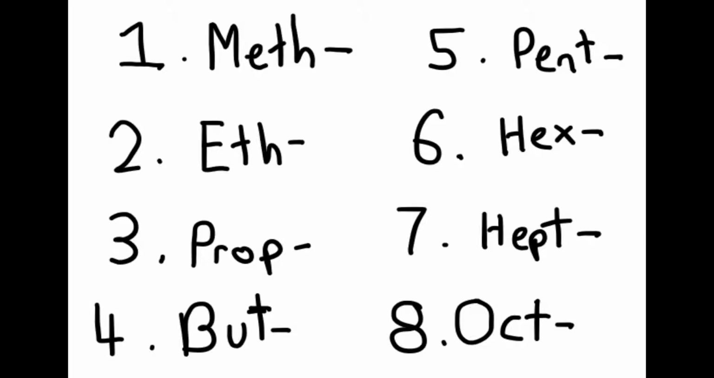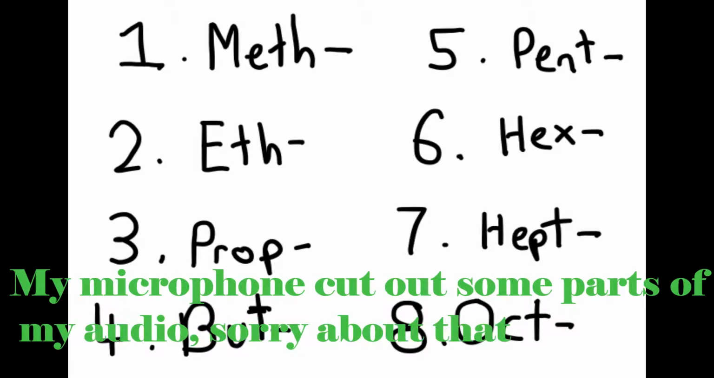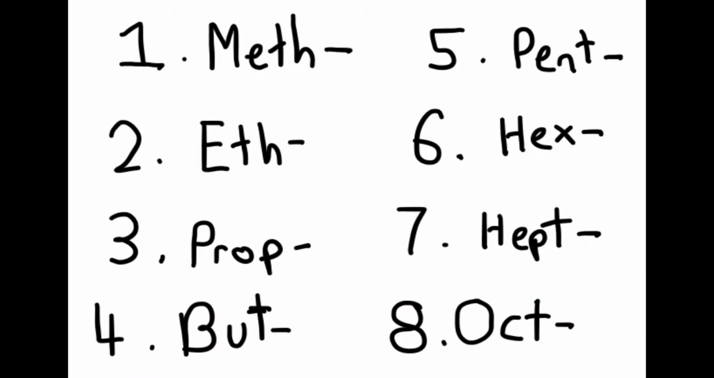The prefixes for naming alkanes, alkenes and alkynes and others are important to know in organic chemistry. For the sake of this video, I'll show you prefixes from 1 carbon to 8 carbons. 1 carbon is meth, 2 carbons is eth, 3 carbons is prop, 4 carbons is but, 5 carbons is pent, 6 carbons is hex, 7 carbons is hept, 8 carbons is oct. This may be hard to remember at first, but as you practice the questions and learn more about this topic, you won't forget it.